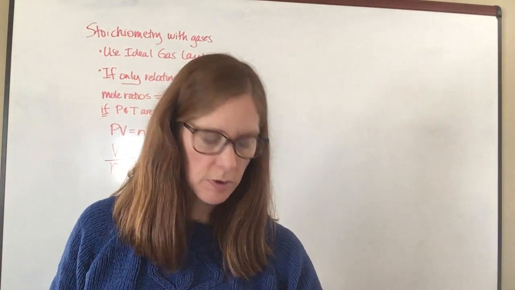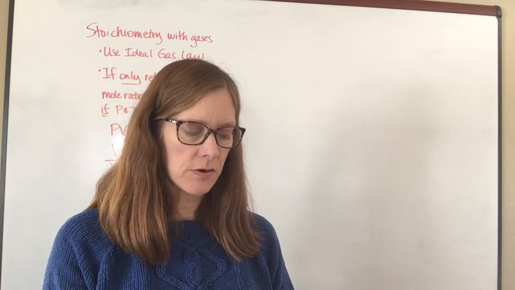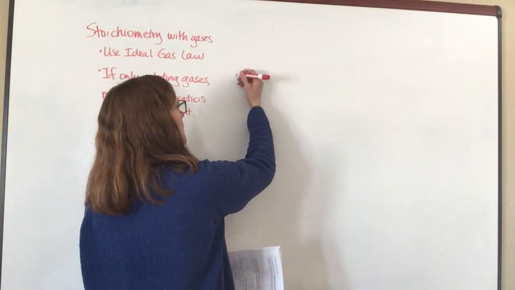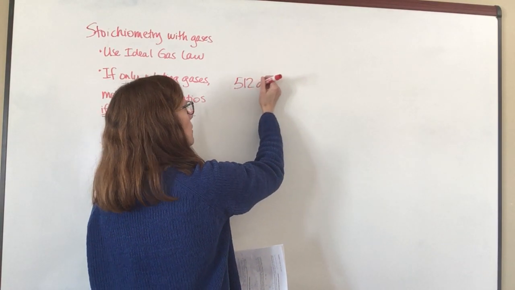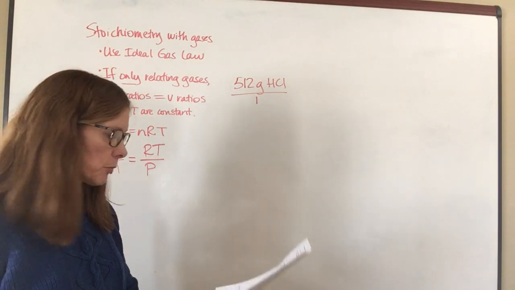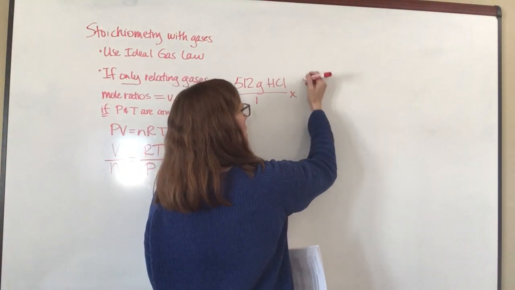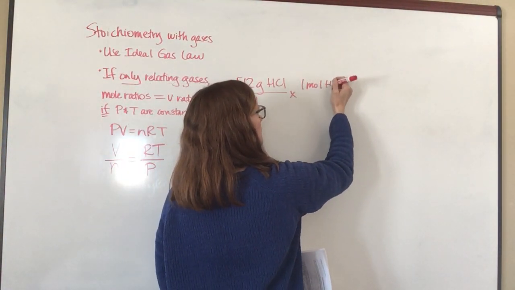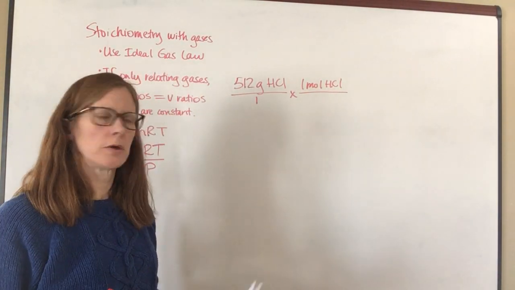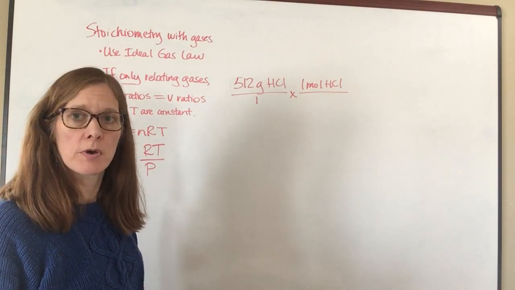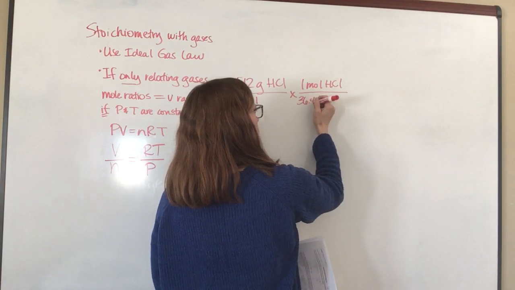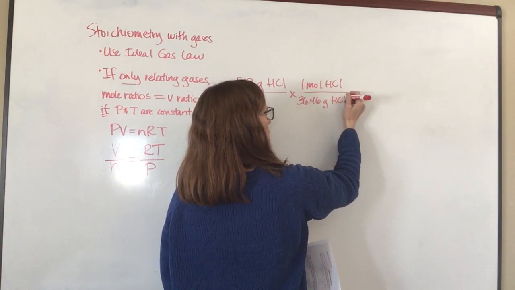So the first thing I have to do, just like I have to do with so many other stoichiometry problems, is take that mass in grams and convert it to moles. So I'm going to start with 512 grams of HCl, put it over 1, and convert it to moles as I've done so many times before. In 1 mole of HCl, use your periodic table. You see that hydrogen is 1.01, chlorine is 35.45, so if I add that together, I get 36.46 grams of HCl.